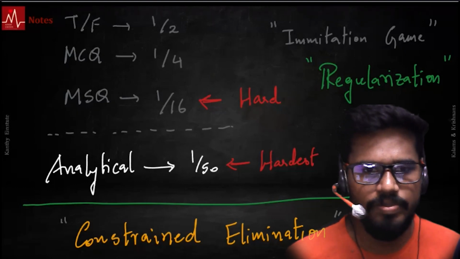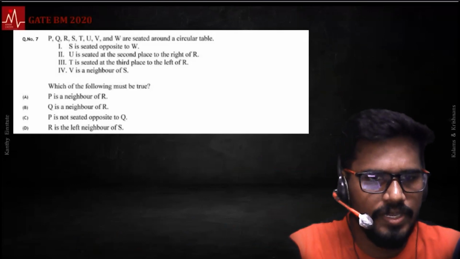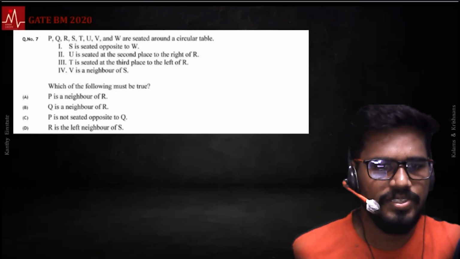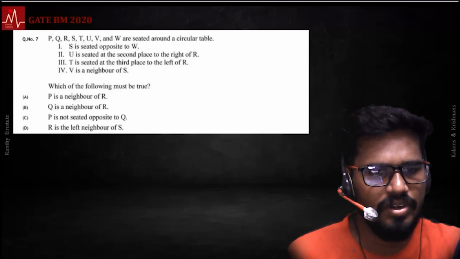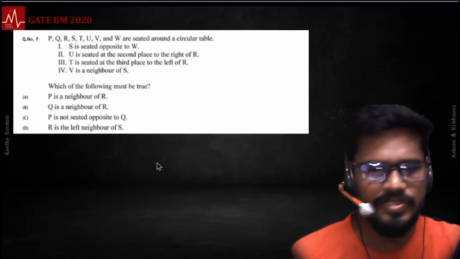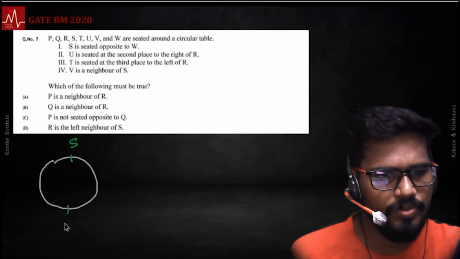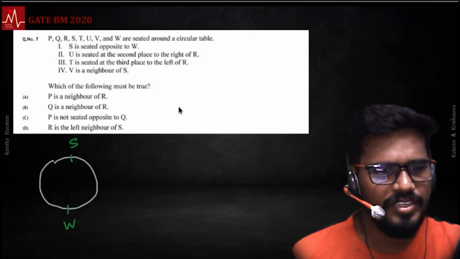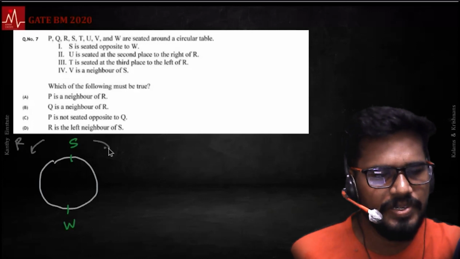So the first problem that I have here is: P, Q, R, S, T, U, W are seated around a circular table. S is seated opposite to W. U is seated at the second place to the right of R. T is seated at the third place to the left of R. R is a neighbor of S. I'm going to solve this as if I am uninitiated. Let me quickly see. S is seated opposite to W. This is a circular table. Let's also get some guides. This is the left hand side. This is the right hand side. This is the left hand side.